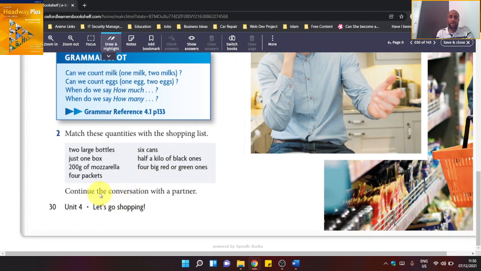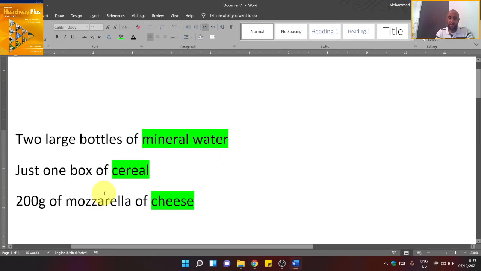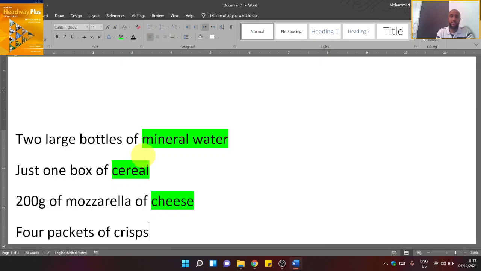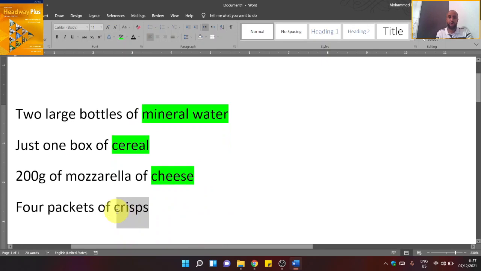And the next one, 4 packets. Now, often when we talk about packets, it's usually like a small plasticky bag that is sealed, it's not open, and usually inside you might find crisps that you can open up and eat, right? So we should say 4 packets of crisps. Okay, 4 packets of crisps.